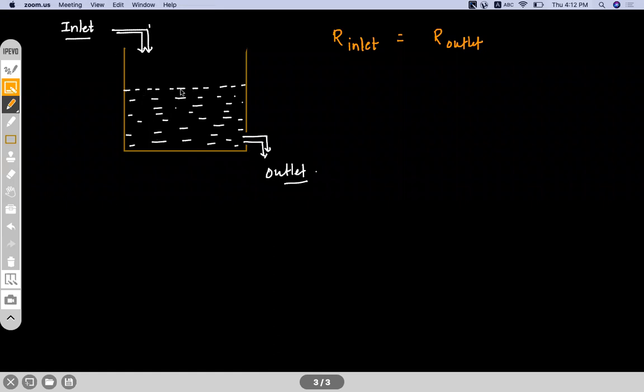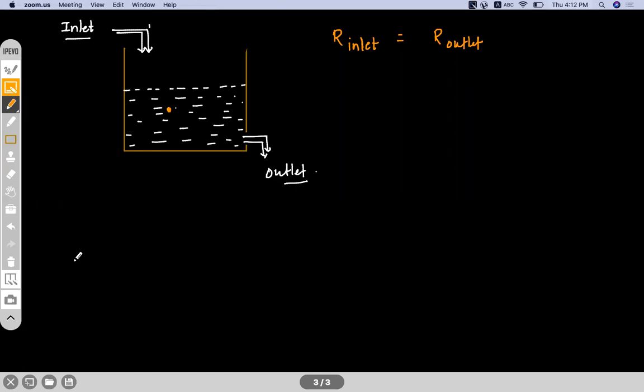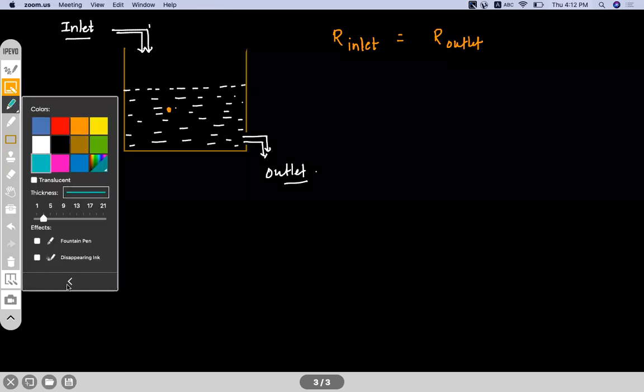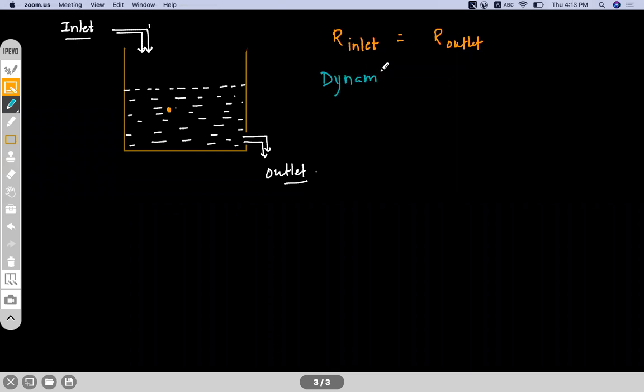So the molecule's position is continuously changing. Suppose one molecule is here. It won't be here for so long, right? It will change its position slowly and it is possible that it will come out from this outlet. So the molecule's position is changing at every moment. But still the water level is static, constant. It is not changing. This kind of equilibrium, we call it dynamic equilibrium. Understood? Any doubt in this?